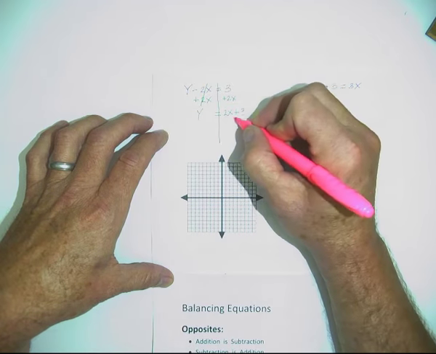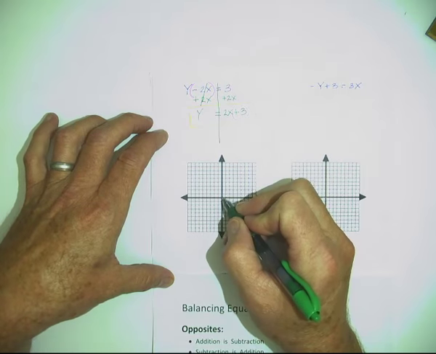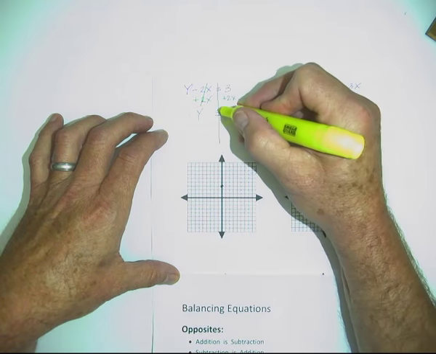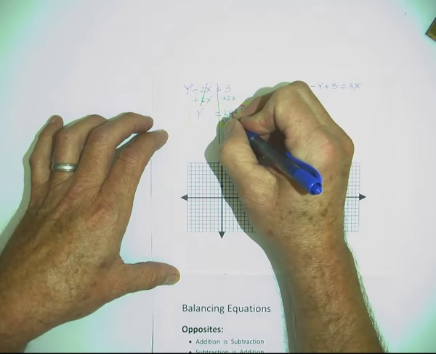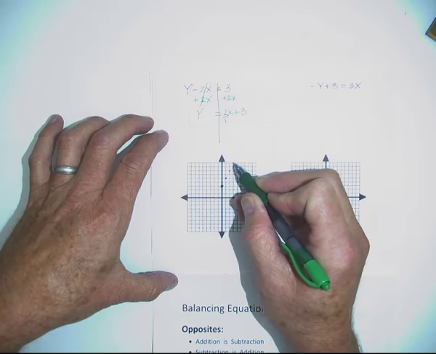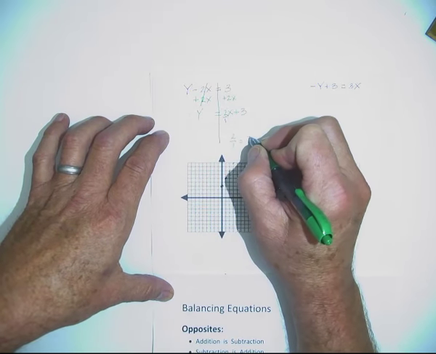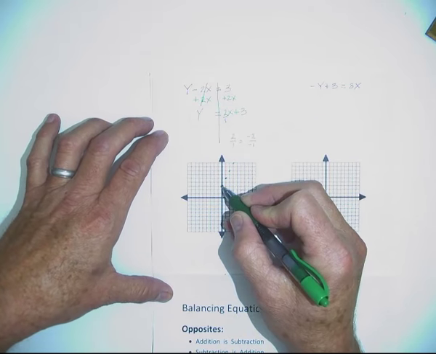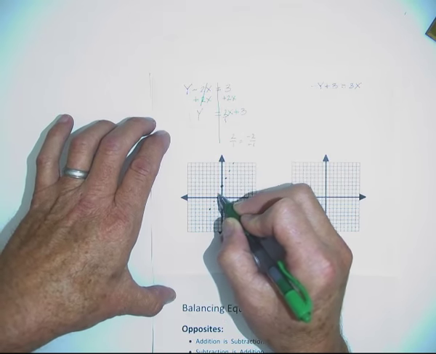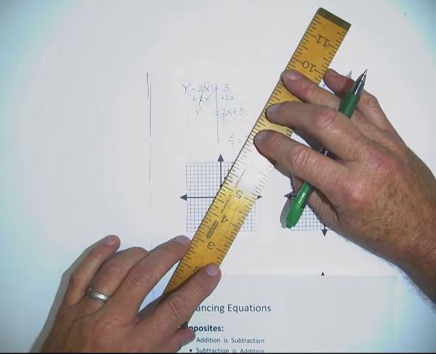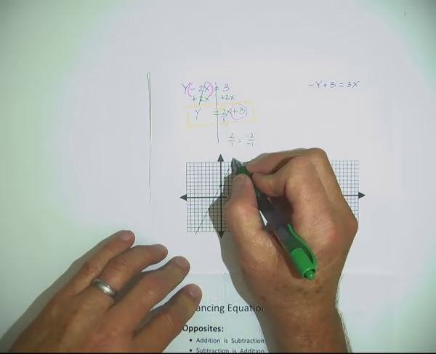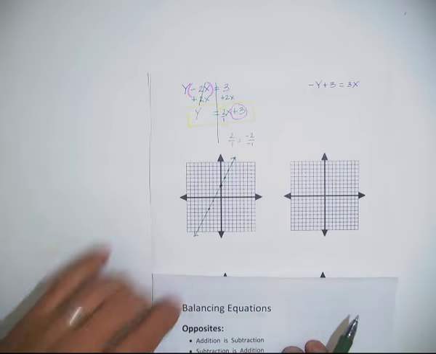So positive 3 is our y-intercept. So we can come and plot positive 3, and our slope is positive 2 over 1. So we can go up 2, over 1, up 2, over 1, and 2 over 1 is equal to negative 2 over negative 1. So we can come down negative 2, over negative 1, repeating. And now we have sufficient points to be able to draw our line. So here is the line that was represented by our original equation, y minus 2x equals 3.